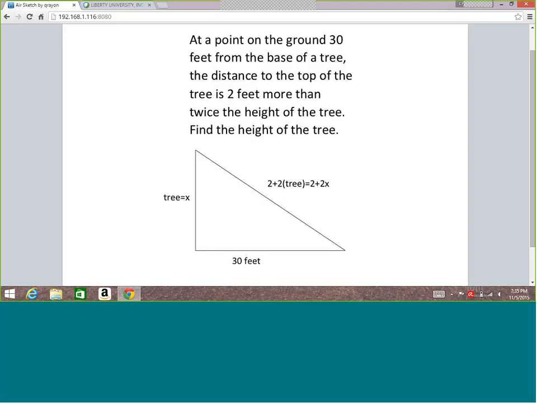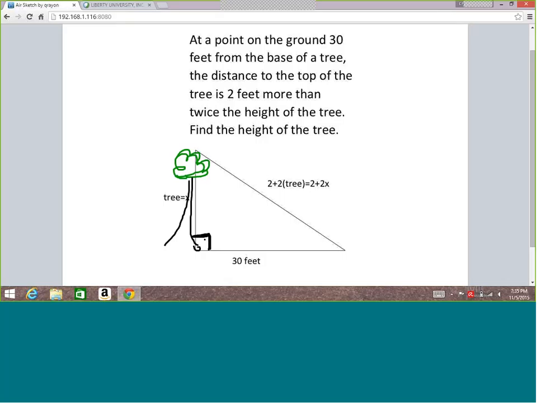Now, I didn't draw a pretty tree here, so I'm going to go ahead and put in a tree. There's the height of the tree, and here is the base of the tree right here. Now, we normally have things growing, like buildings or plants, at a right angle to the ground. So there's the right angle that makes this a right triangle. And we're supposed to find the height of the tree. So we're having the height of the tree be x.